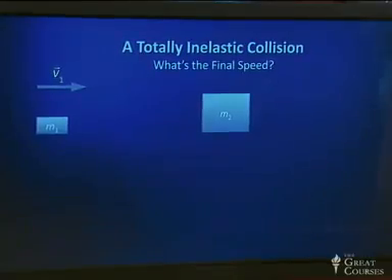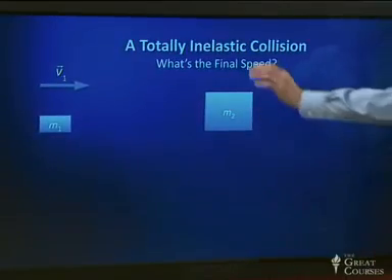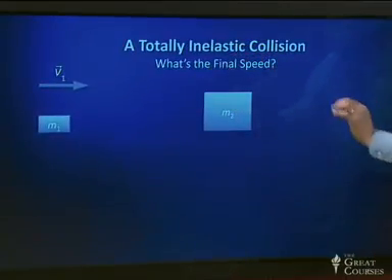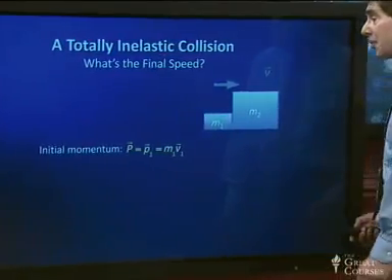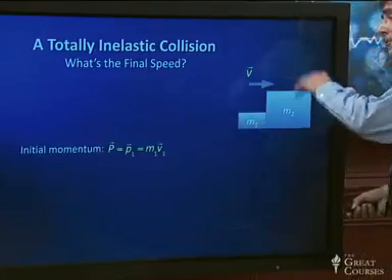So here's an example of a totally inelastic collision. I've got a block of mass m1 coming along with some speed and velocity v1. It's going to strike mass m2. The collision is totally inelastic. They combine to make a single object, and that single object moves off with speed v. The speed v is a little less than the initial speed.